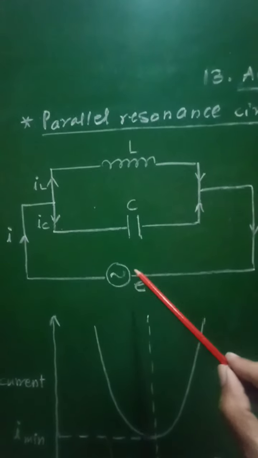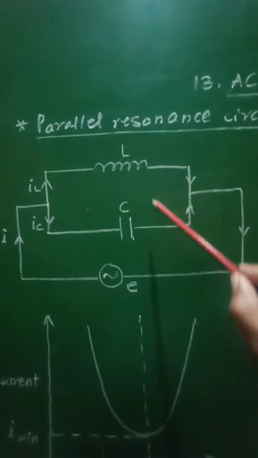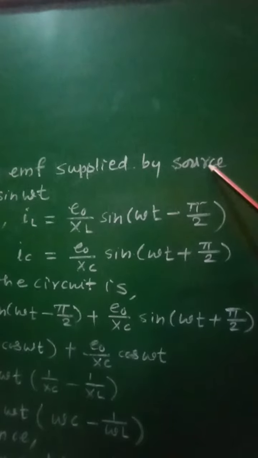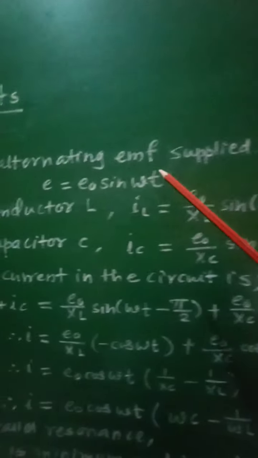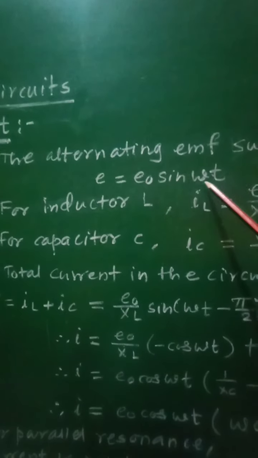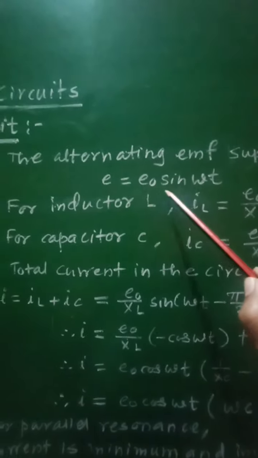Now the alternating EMF E applied across this parallel combination of L and C, supplied by the source of alternating EMF, is given as E equal to E0 sin omega t.